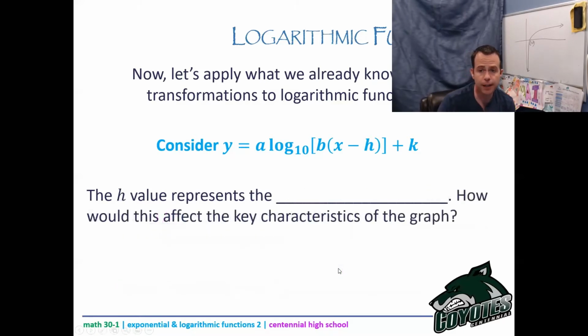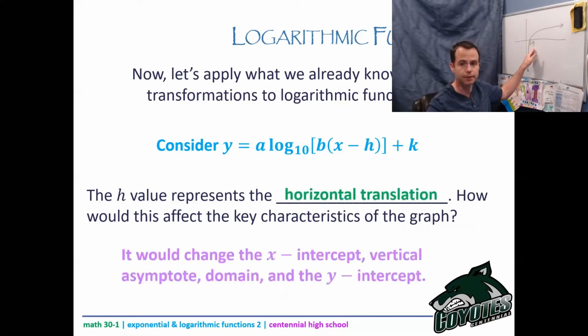The h value is the horizontal translation, so I'm moving it left or right. That will affect this asymptote, the vertical asymptote, and it will affect the x-intercept. So when I affect the asymptote, I now also affect the domain. It would affect the y-intercept as well. You can imagine right now there isn't a y-intercept here, but if I was to move this back a few units, suddenly I would have the y-intercept, right?